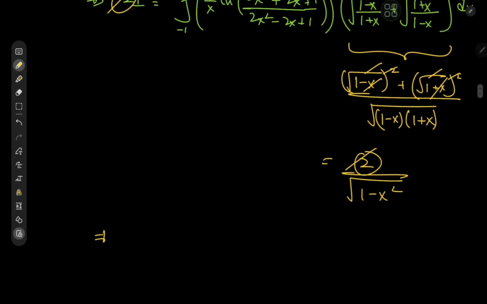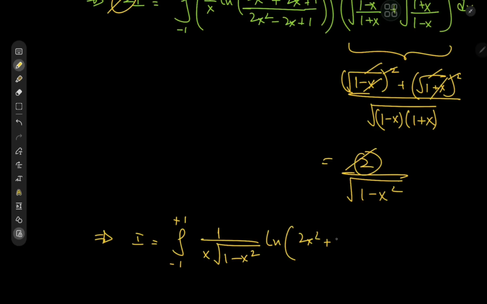So this means that I is in fact the integral from negative to positive 1 of 1 by x times root 1 minus x squared times the logarithm, again terribly sorry about that, of 2x squared plus 2x plus 1 divided by 2x squared minus 2x plus 1 dx.